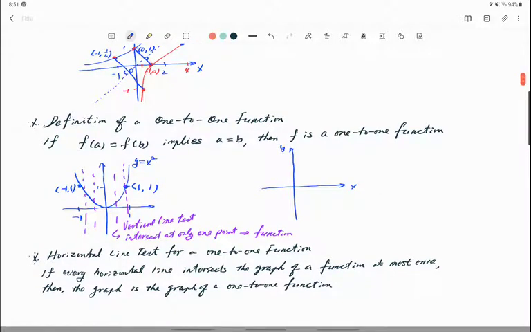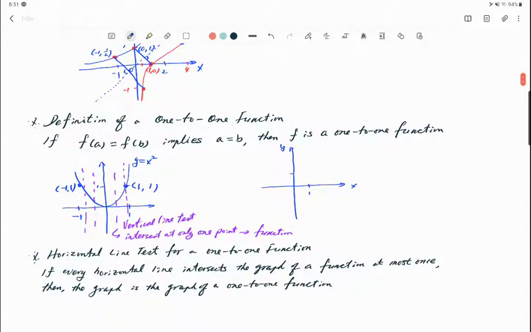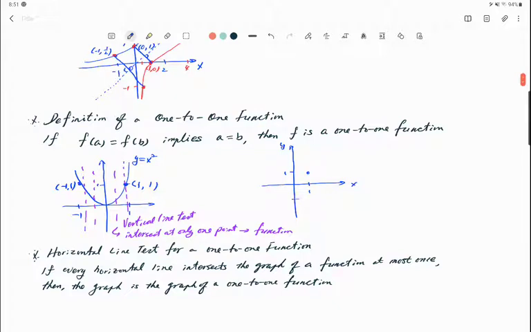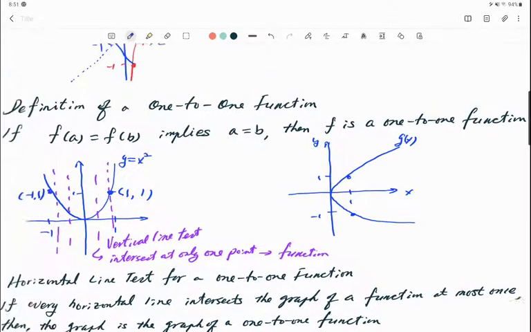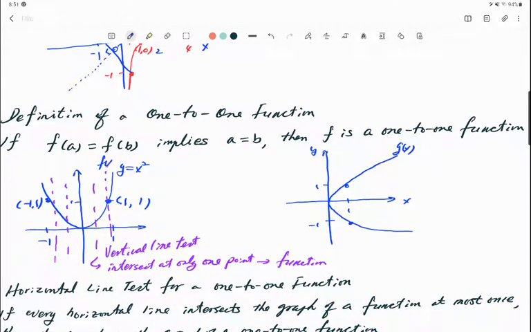Switch x and y, right? So 1 and 1 will be 1 and 1, right? This point. And then negative 1 and 1. Switch these two, then 1 and negative 1. Here. So the graph looks like this. This is function g. Let's say this is g of x. And this is f of x.